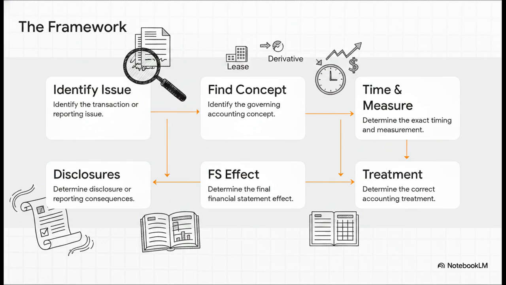Step 3. Determine the timing and measurement. Basically, when does this happen and at what value? Step 4. Determine the correct accounting treatment. Step 5. Determine the financial statement effect. How is this actually hitting the balance sheet or the income statement? And finally, Step 6. Determine the disclosure or reporting consequence. Every single time you must systematically walk through these steps. Never ever stop just at the journal entry.